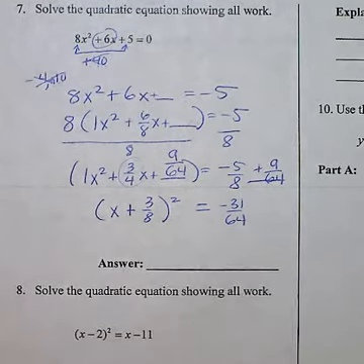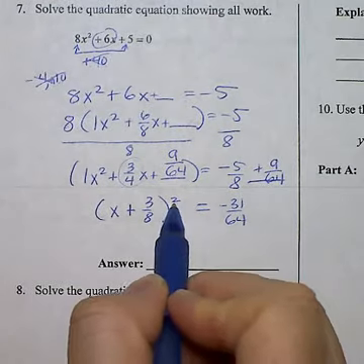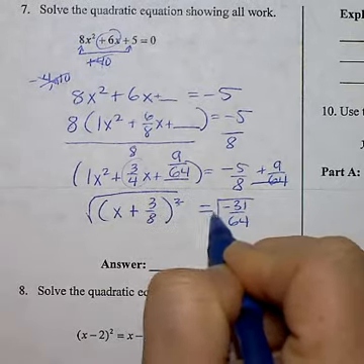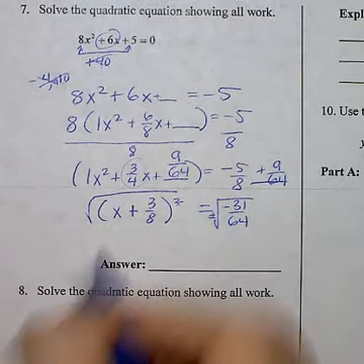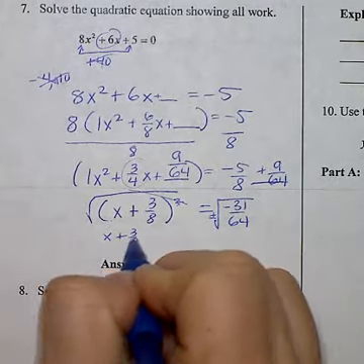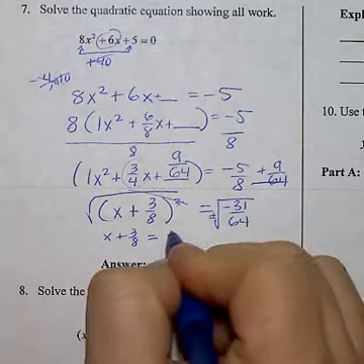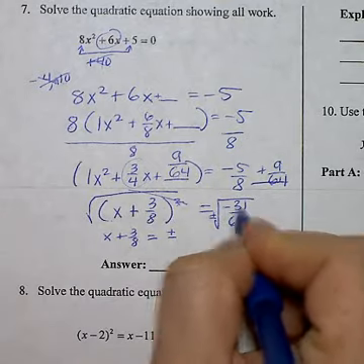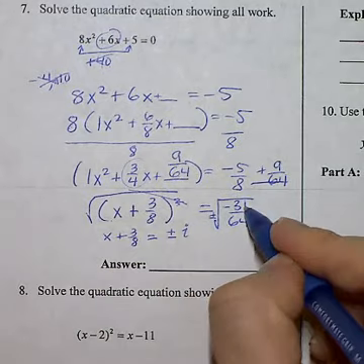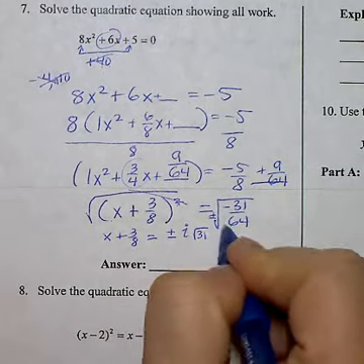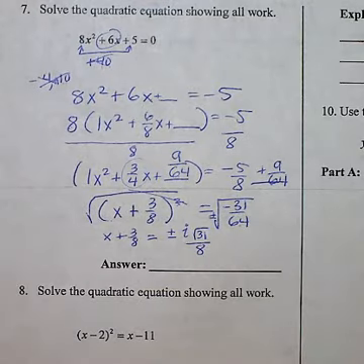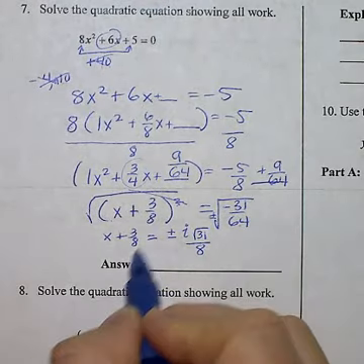Solving for x, the next step is to eliminate the square. Opposite of squaring something is the square root. Remember, this means we're going to have two answers. So I get to put a plus or minus in front. Then I eliminate the square and the square root, and I have x plus 3/8 equals plus or minus. Now I can't take the square root of a negative, so the negative comes out and becomes an i. The square root of 31, don't know it. The square root of 64 is 8.